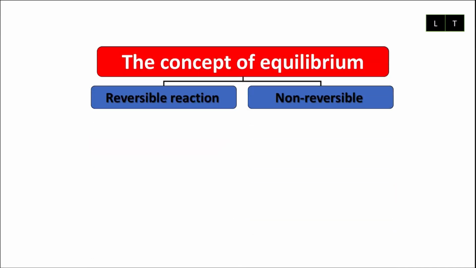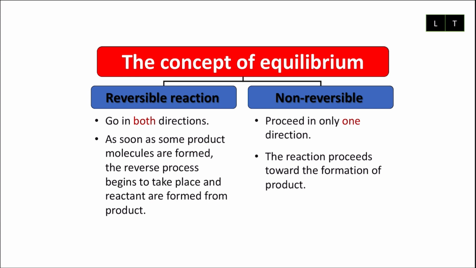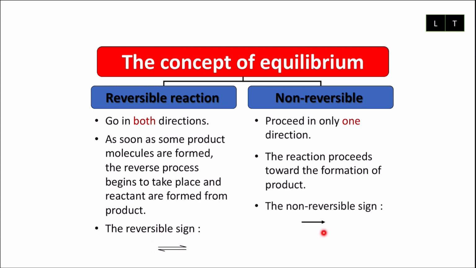So by now, I hope you can understand the concept of equilibrium. Ada 2 jenis reaction, reversible reaction dengan non-reversible reaction. Untuk reversible, dia boleh go both directions, tapi untuk non-reversible hanya boleh proceed in one direction. Dan ini macam mana formation of product only happen to completion for non-reversible, tapi untuk reversible reaction, dia akan forward untuk hasilkan produk dan akan reverse untuk hasilkan reactant semula. Dan both of them ada specific sign yang awak kena ingat. This is for the reversible sign and this is for non-reversible sign.